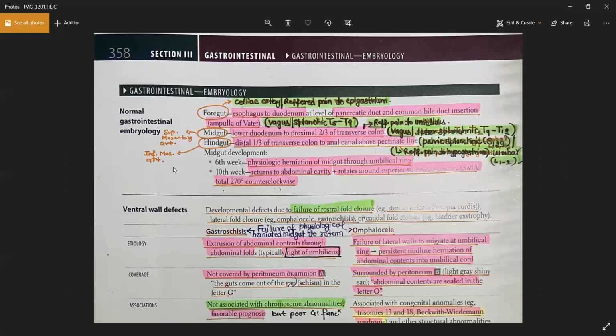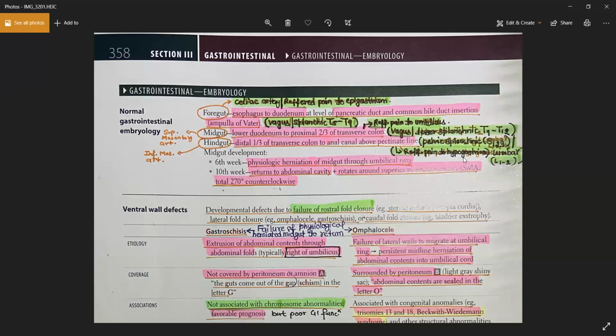Okay, the artery is the inferior mesenteric artery. And what structures does this supply? The distal one-third of the transverse colon to the anal canal just above the pectinate line. And whenever you have pain or any problem or any issue from the distal transverse colon to this pectinate line, you will always have a referred pain to the hypogastrium.